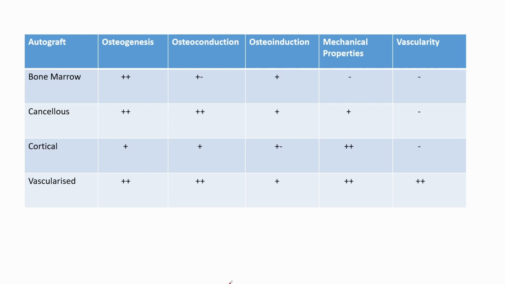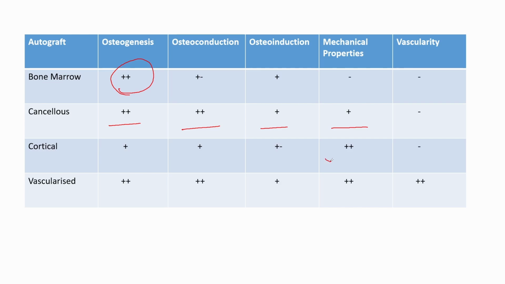Coming to the individual properties of autografts. Now most of these grafts will have a mixture of all these properties in different proportions. If you see bone marrow, it has more or less only osteogenic properties. A cancellous autograft has good osteogenesis and good osteoconduction with a decent osteoinduction and mechanical properties.